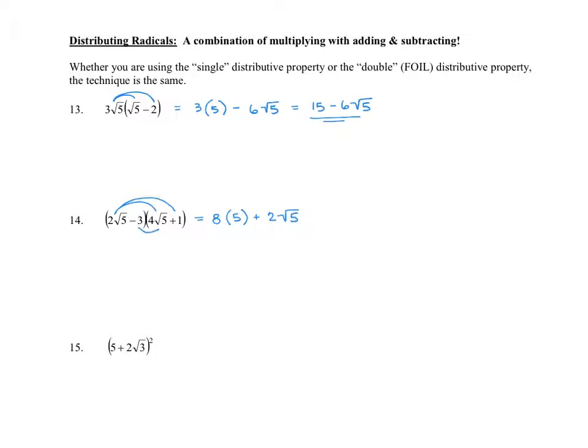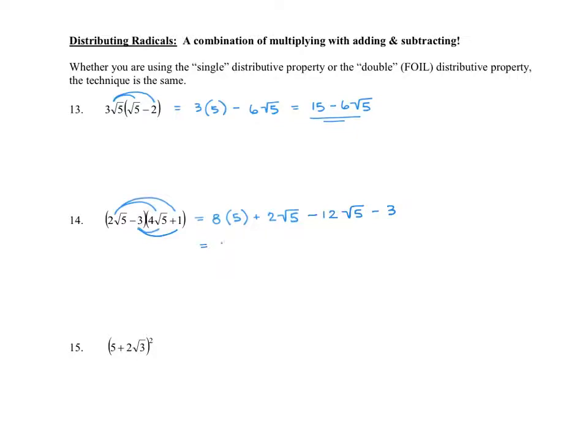The inner terms are negative 3 times 4 rad 5, so negative 12 rad 5. And the last terms are negative 3 and positive 1. So when I multiply those, I get negative 3. We're looking to simplify and add or subtract like terms.